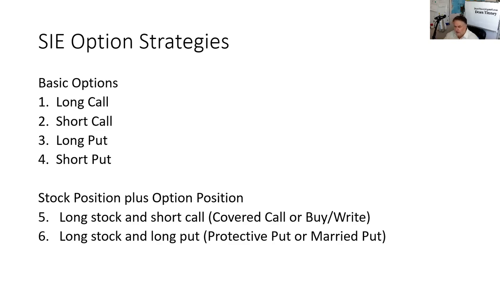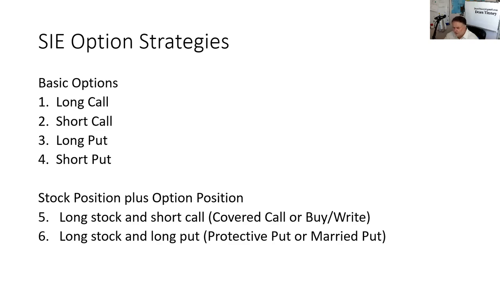And then there's 2 stock plus option positions you're held accountable for on SIE, long stock and short the call, known as a covered call or buy right. Covered call because you're actually agreeing to sell stock you own. That's entirely different than agreeing to sell stock you don't own. Those first 4 are speculative positions. People are just betting on the stock price. In the first 4, you may end up with the stock, but that's not your intent.